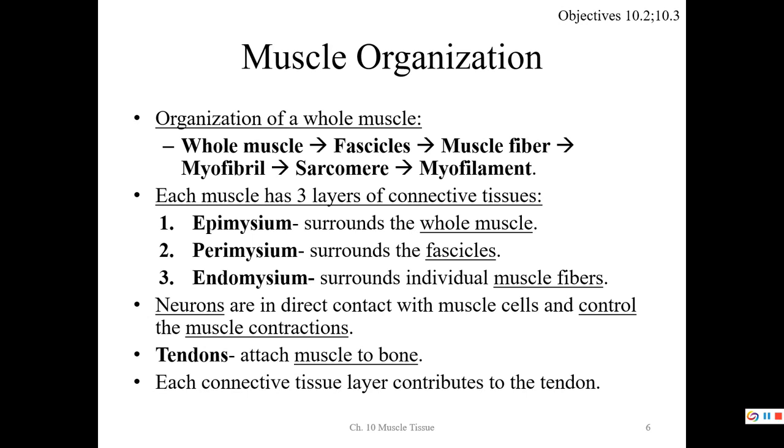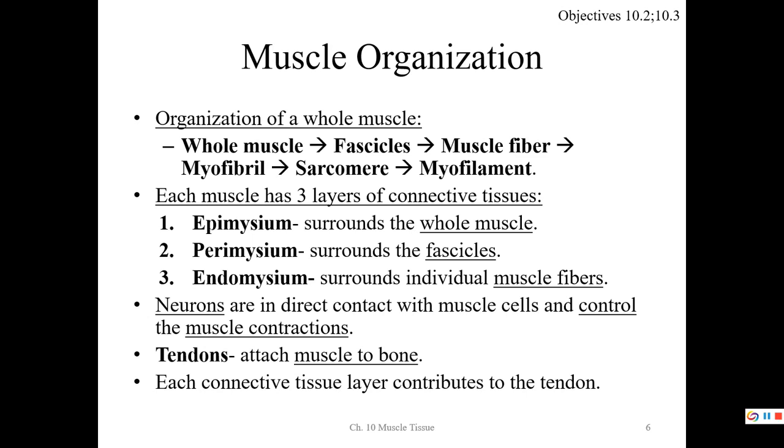So we have a whole muscle made up of fascicles. Fascicles are made up of muscle fibers. Muscle fibers are made of myofibrils. Myofibrils are made of sarcomeres, and sarcomeres are made of myofilaments. That is going from the biggest down to the smaller end, basically going down to the molecular scale, so to speak, okay?